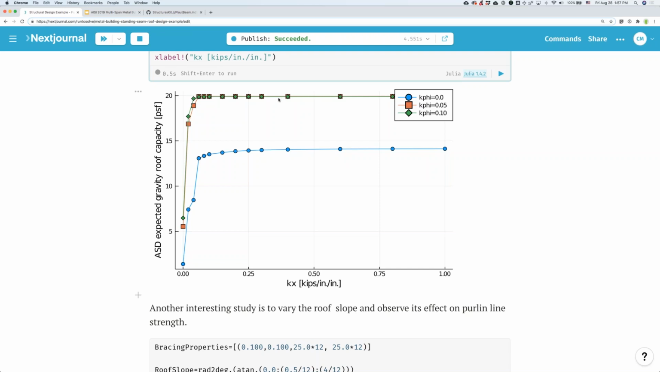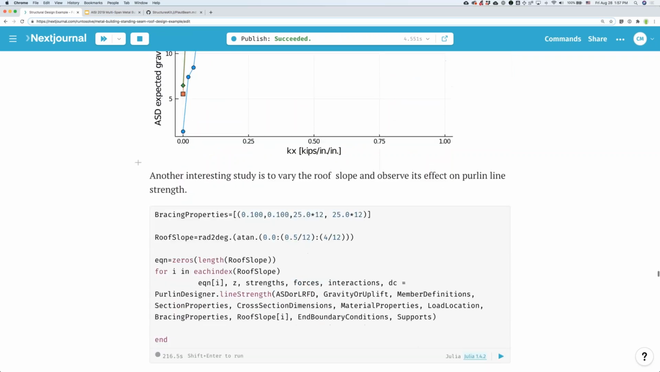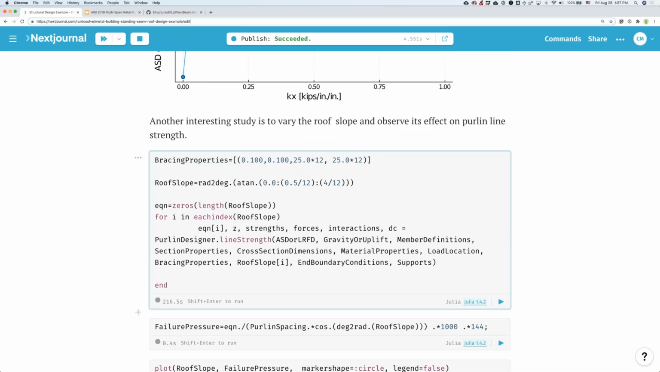The plateau here is distortional buckling for large lateral stiffnesses, but you can see all the sensitivity here. Maybe I could have done a better job of reducing the axes here, but I find it really interesting. You can even see the sensitivity of just the rotational stiffness from here to here to here. So you can get a lot of information here. And you can run other studies as well.